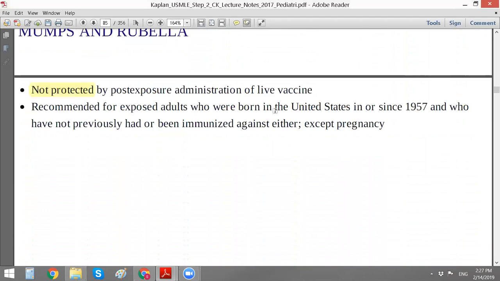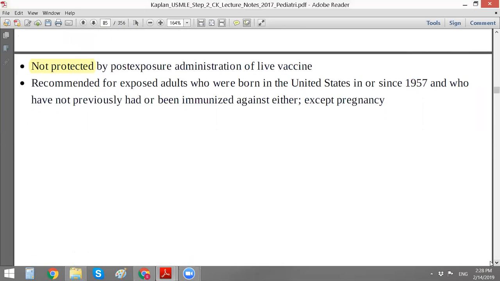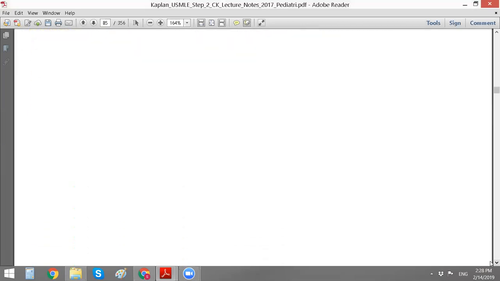Vaccine is recommended for exposed adults who were born in the US in or since 1957 and who had not previously been immunized against either, except in pregnancy. And this is done.